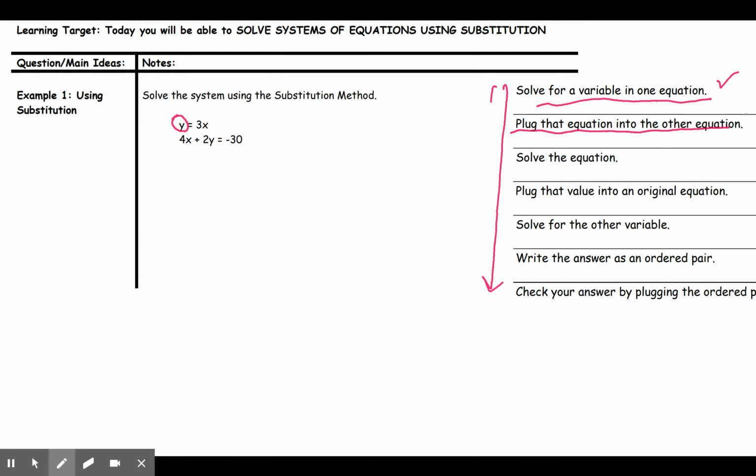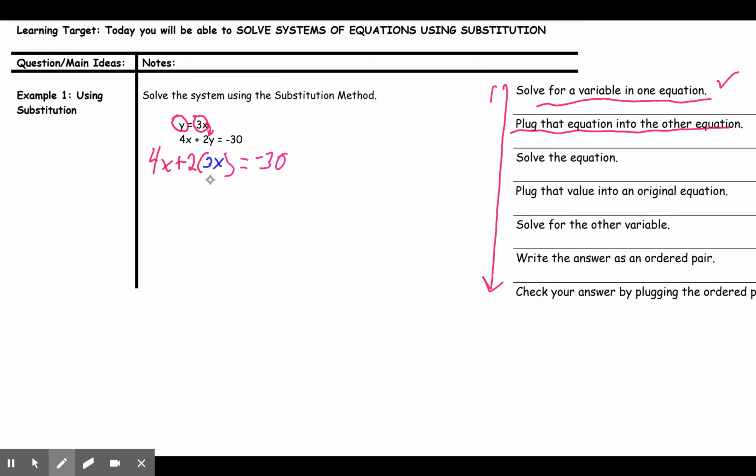Now, what I mean by that is we know that y is equal to 3x, so I'm able to take this 3x and just plug it in where that y is. So rewriting this, we have 4x plus 2y, and that y is represented by a 3x. All right, and then we're going to have that equal to negative 30.